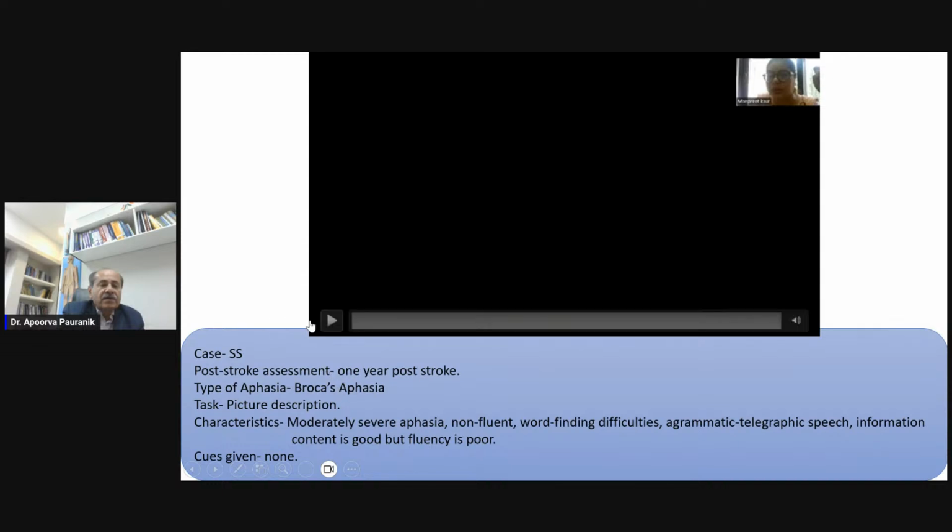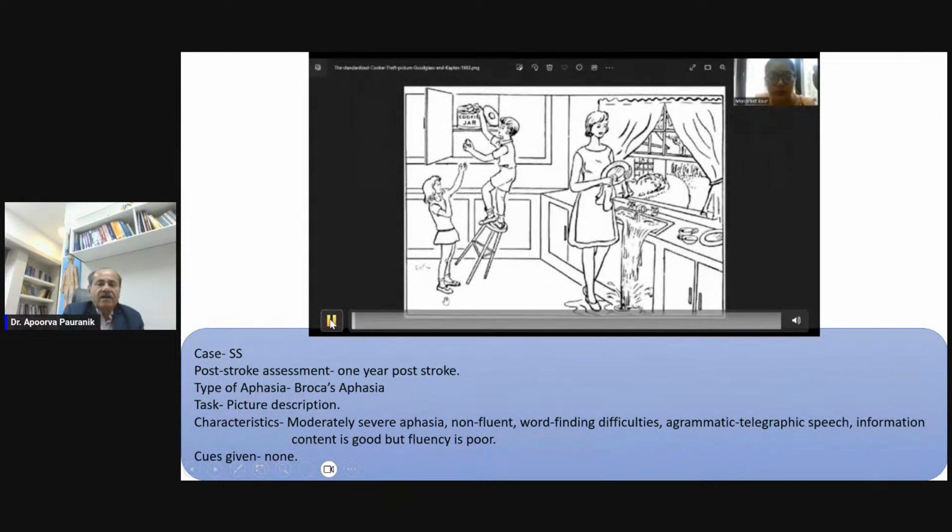Okay, this is picture description in the case of Broca's aphasia.